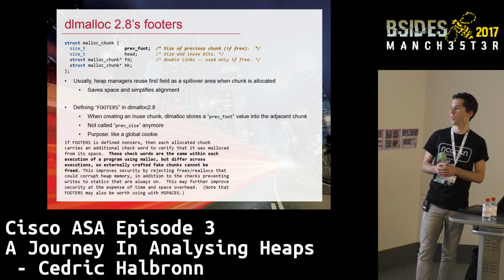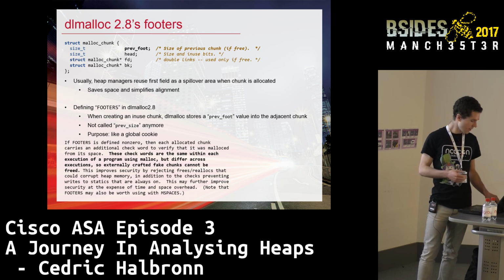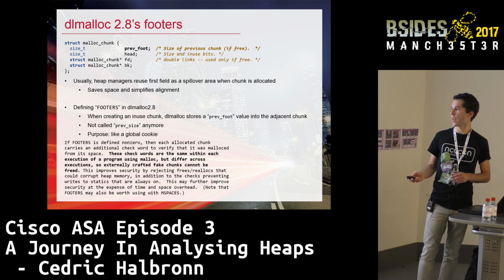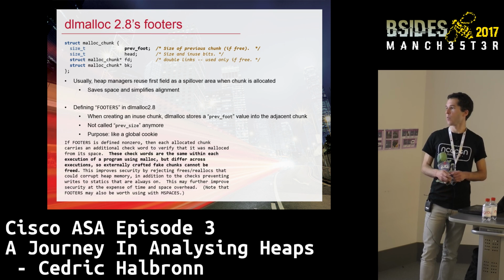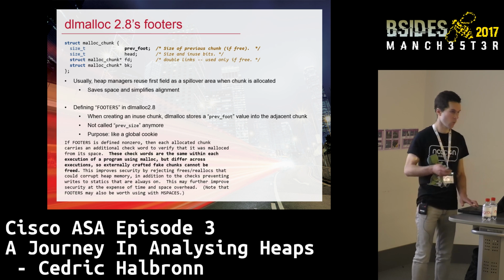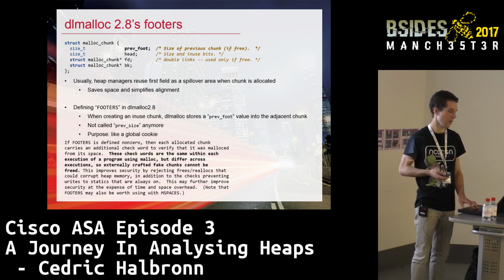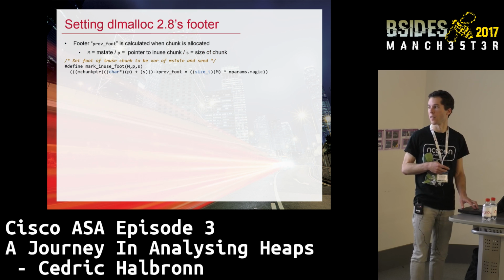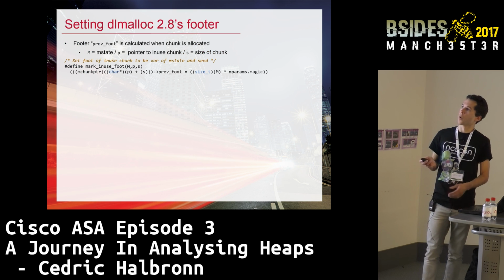Well, actually, if you look at the source code of dlmalloc, it says: these check words are the same within each execution of a program using malloc, but differ across executions, so externally crafted fake chunks cannot be freed. So that's exactly what I said. If you have a chunk before another chunk, if you corrupt the prevfoot, you don't know in advance what the cookie is, you're not going to be able to do anything. So how does it work?